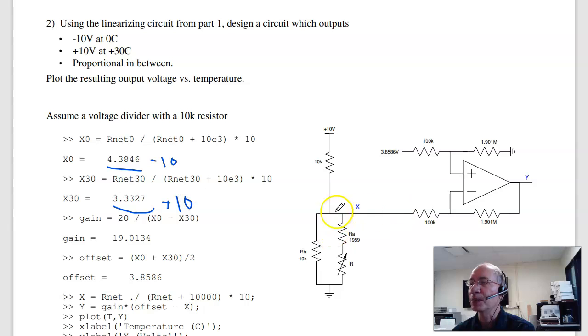So I connect to the minus input. The gain I need, output changes by 20 volts as the input changes by 1 volt. So the gain is 19.01. Pick this to be 19.01 to 1 ratio. And the offset, I want the output to be 0 at midband. The midband voltage is 3.85, so that's your offset voltage. So this circuit will go from minus 10 to plus 10 volts as temperature goes from 0 to 30 degrees Celsius.